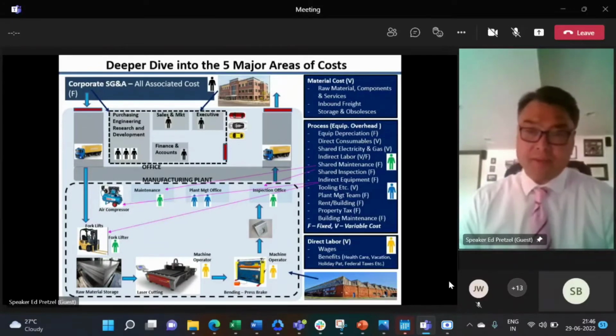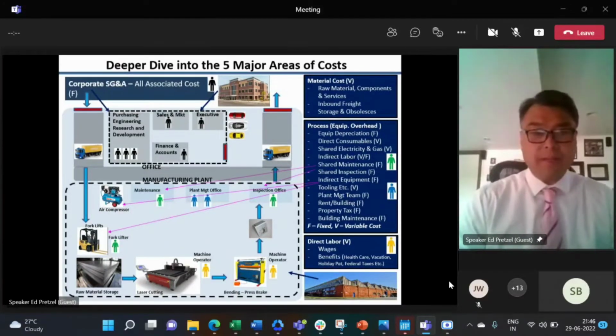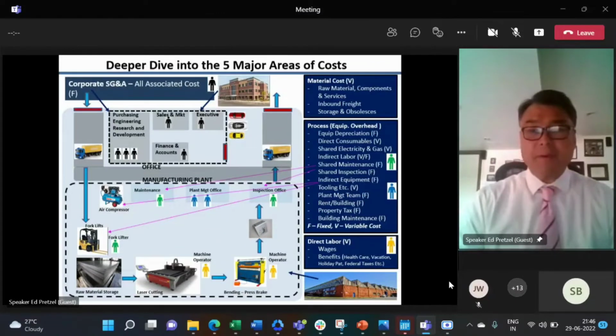A lot of your suppliers are going to be make to print, so they won't really have that research and development, but they will have process engineering, tooling engineering. Some of that cost can be in the factory overheads. Sometimes it's in the SG&A, so that one can get moved around a little bit.